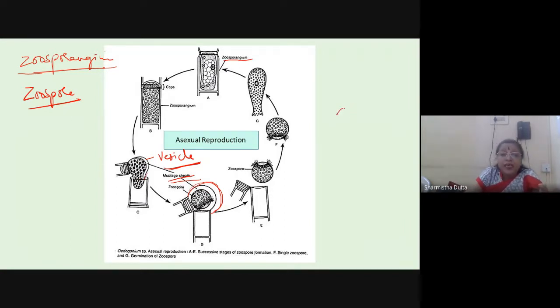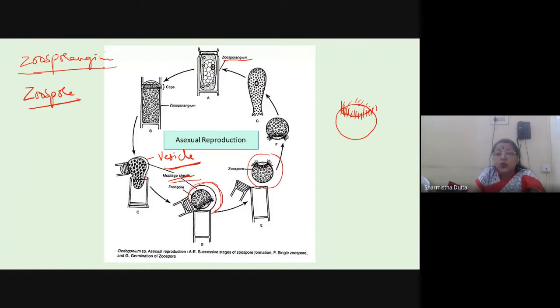becomes a more or less spherical structure with an upper hyaline region, and has numerous blepharoplasts, and each blepharoplast gives rise to cilia. It gives rise to numerous cilia around itself, and that is called a zoospore. So each vegetative cell develops a single zoospore.